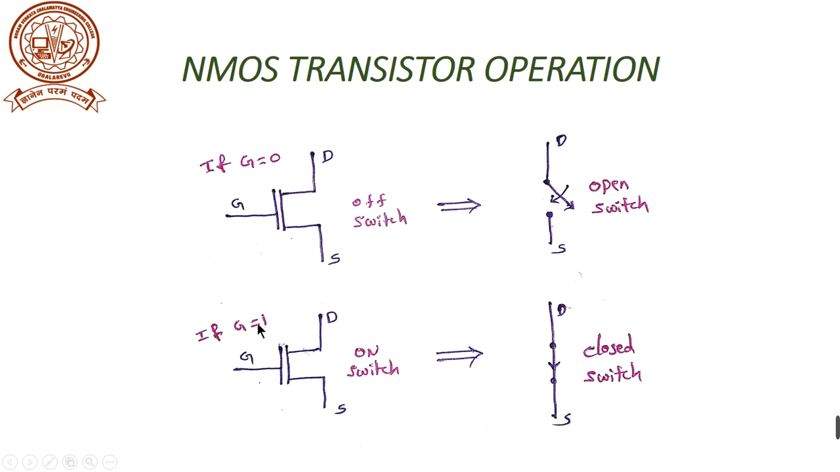Similarly, if the gate input signal is 1, the enhancement mode NMOS transistor acts as an on switch. If it is on, it simply acts as a closed switch. Then that means there is a possibility of current flow from drain to source.